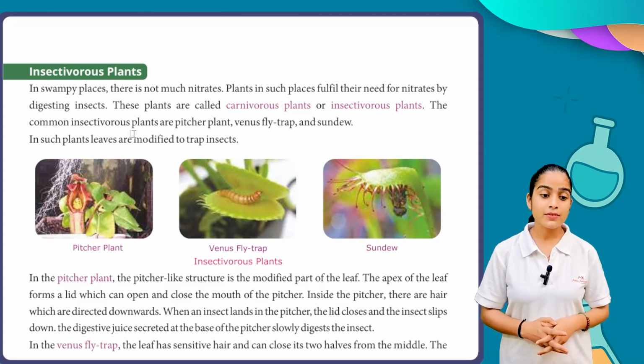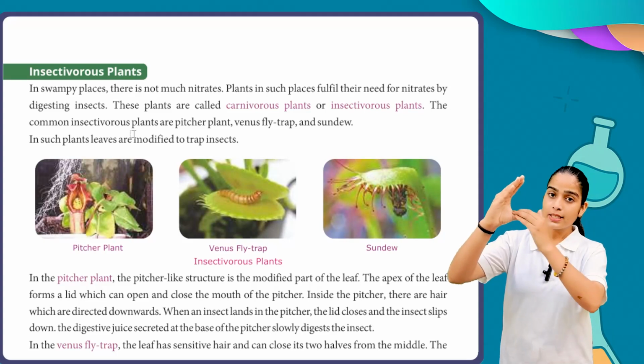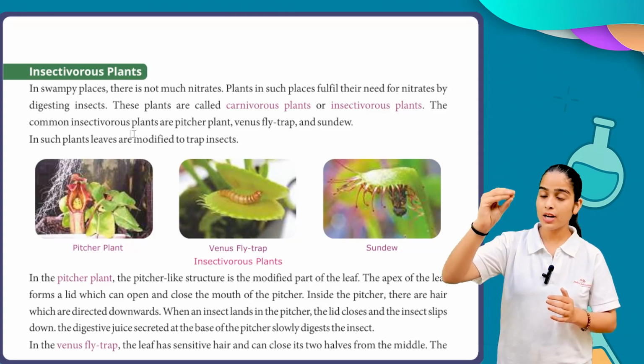In such plants, leaves are modified to trap insects. So they are like this. Any insect that sits inside will be trapped as they close their mouth. So they have a trap-like structure. The leaves are trap-like structures.